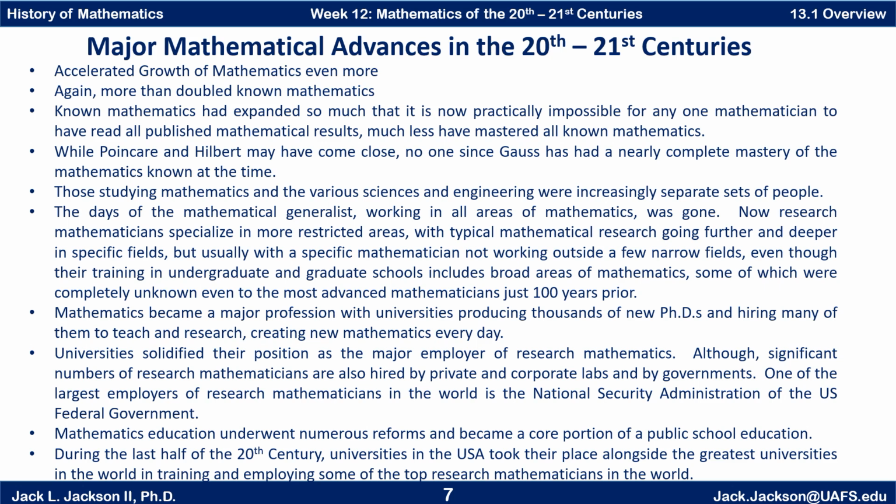Along with this, known mathematics had expanded so much that it's now practically impossible for any one mathematician to have even read all the published mathematical results, much less have mastered all known mathematics. While Poincaré and Hilbert may have come close, no one really since Gauss has had a nearly complete mastery of the mathematics known at the time. Studying mathematics and the various sciences and engineering became increasingly separate sets of people.